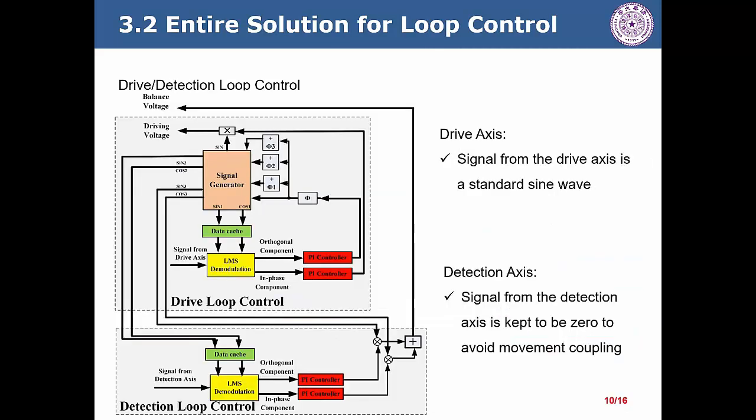The detection loop control, the working principle is almost the same as the drive loop control. What is different is the aim. The aim for the detection loop control is to keep the signal from the detection axis at zero, to avoid the motion coupling.